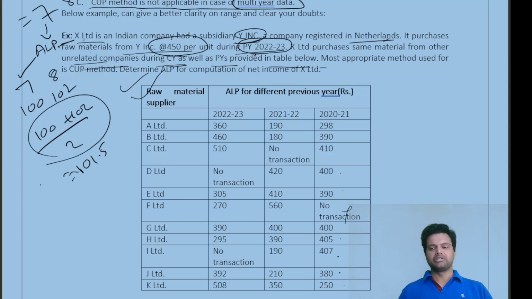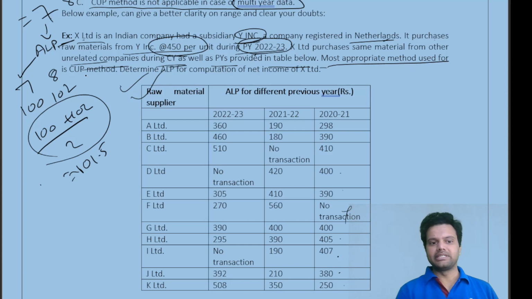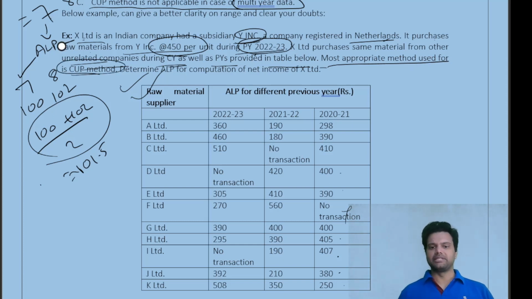What is the next step? Just now, before starting this example, I told you that the comparable uncontrolled price method is not applicable for multi-year data. We have discussed that, right? In this example, they identified the most appropriate method as the CUP method. So under the CUP method, the previous year data, 2020-21 and 21-22, need not be considered. That means these two columns are gone.